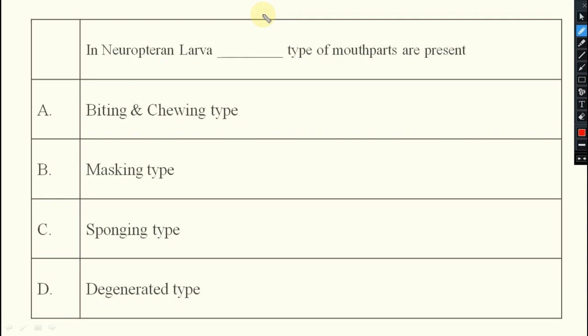In neuropteran larva, dash type of mouth parts are present. Green lacewing, okay, antlion, in those neuropteran larvae, dash type of mouth parts are present. These larvae are predatory in nature. So definitely, which type of mouth part? Option A, biting and chewing type of mouth parts.